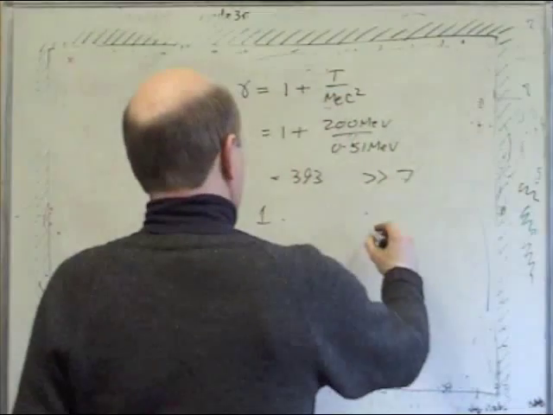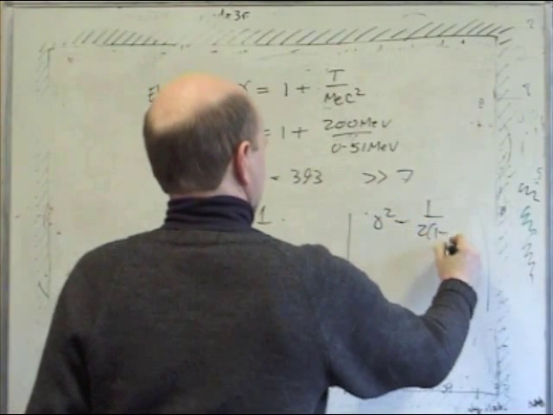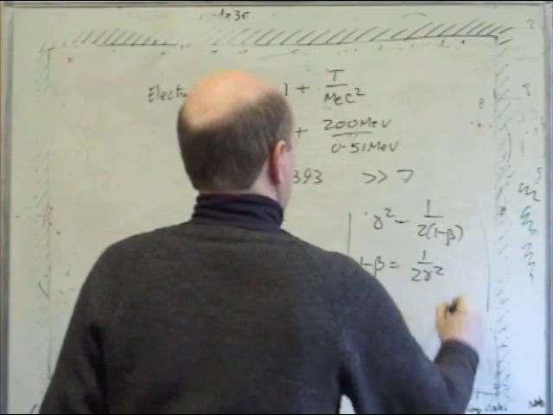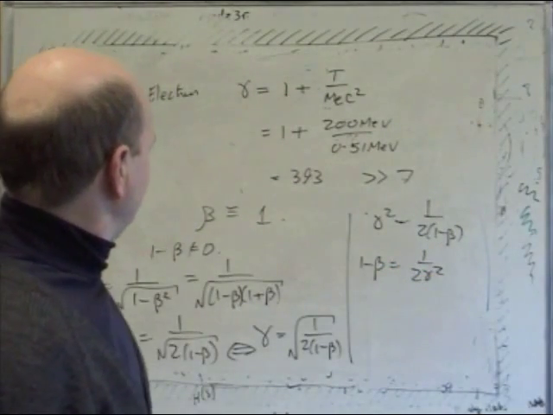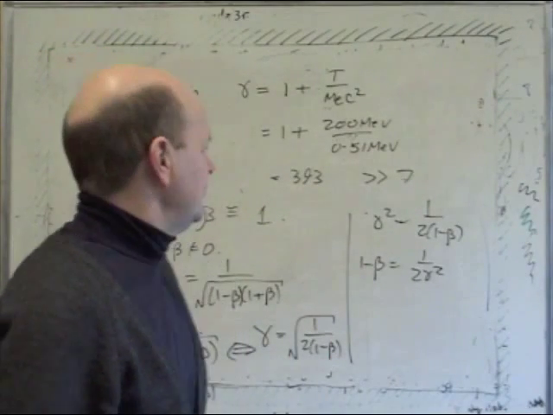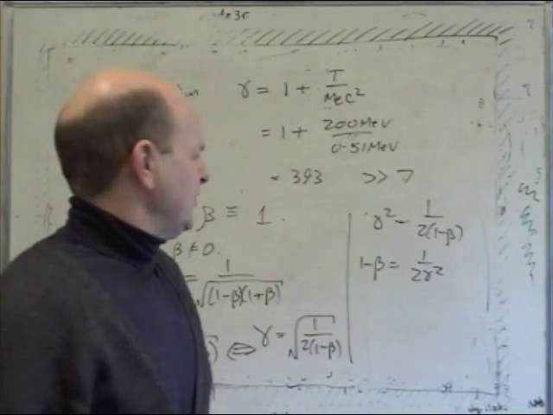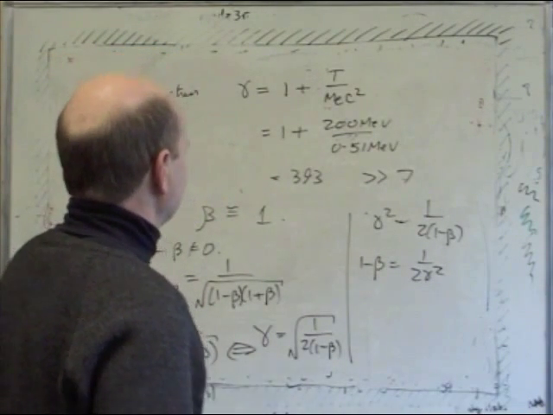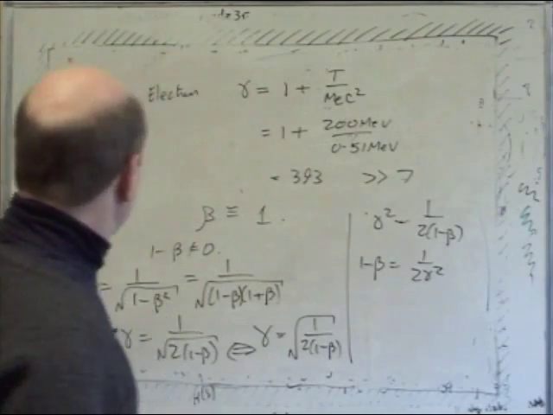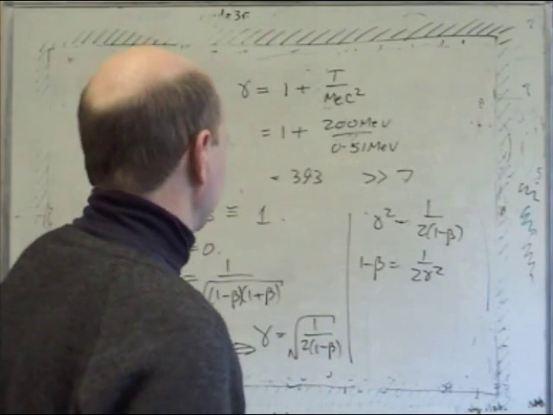Take the square of the formula, we get gamma squared equals 1 upon 2 times 1 minus beta. So that 1 minus beta equals 1 upon 2 gamma squared. Now you can see that this is going to be a small number because gamma is 393, but it's not going to be 0. This formula gives you a way of getting 1 minus beta without messing up with your calculator and running into significant digit problems, which is what would happen if you just substituted directly into gamma as 1 over the square root of 1 minus beta squared.